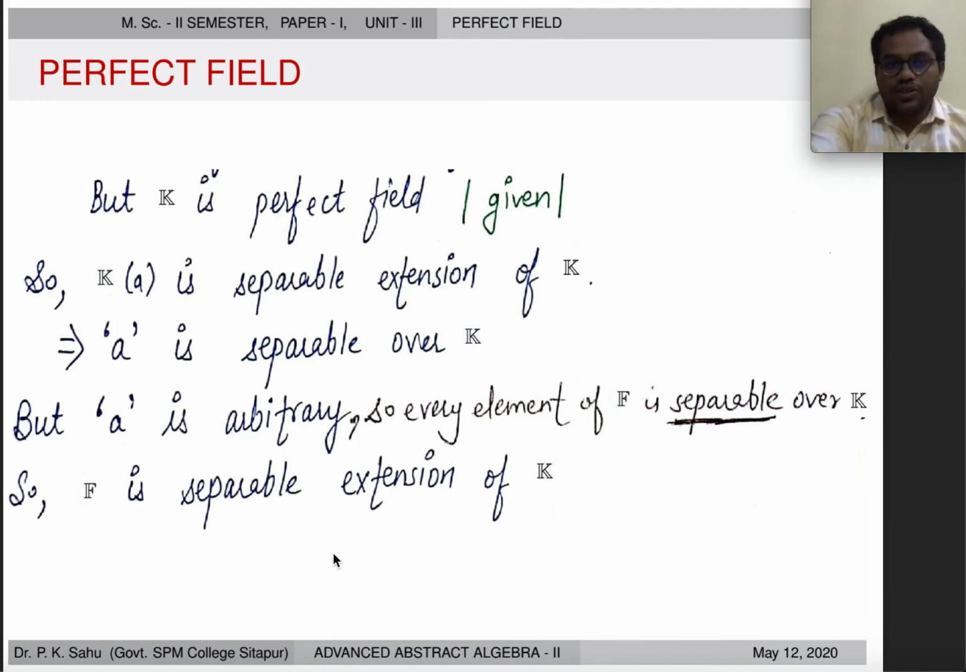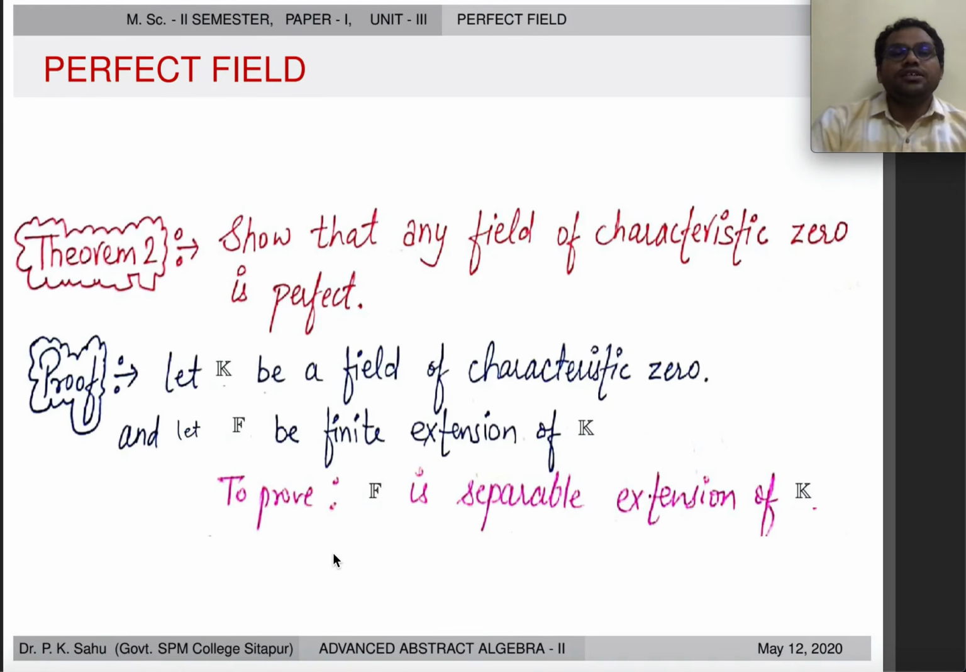This proves our theorem. Now there is another theorem which says that any field of characteristic 0 is a perfect field. Now we take K to be a field of characteristic 0 and let F be a finite extension of the base field K. Then we have to prove that F is perfect. We have to prove F is a separable extension of K.